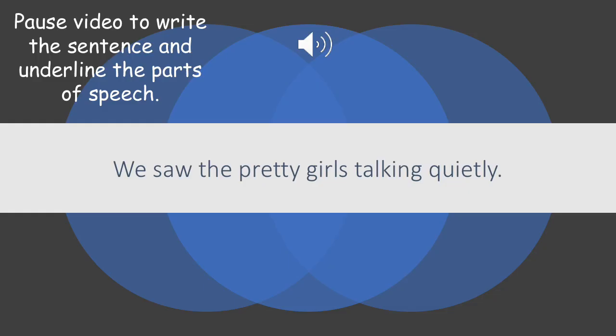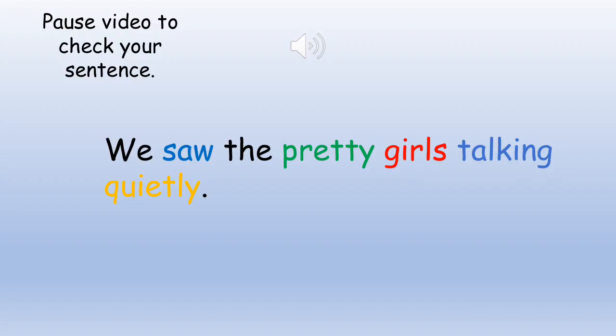We saw the pretty girls talking quietly. Okay, we saw the pretty girls talking quietly. Girls is your noun. Pretty is the adjective. And then saw is a verb. And talking is the verb. And then your adverb is quietly because it's describing how the girls were talking.